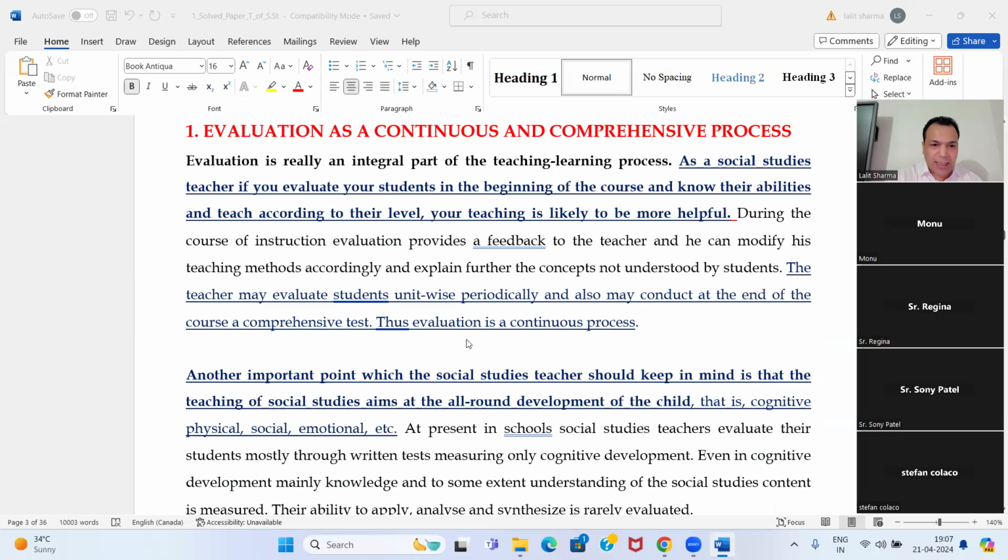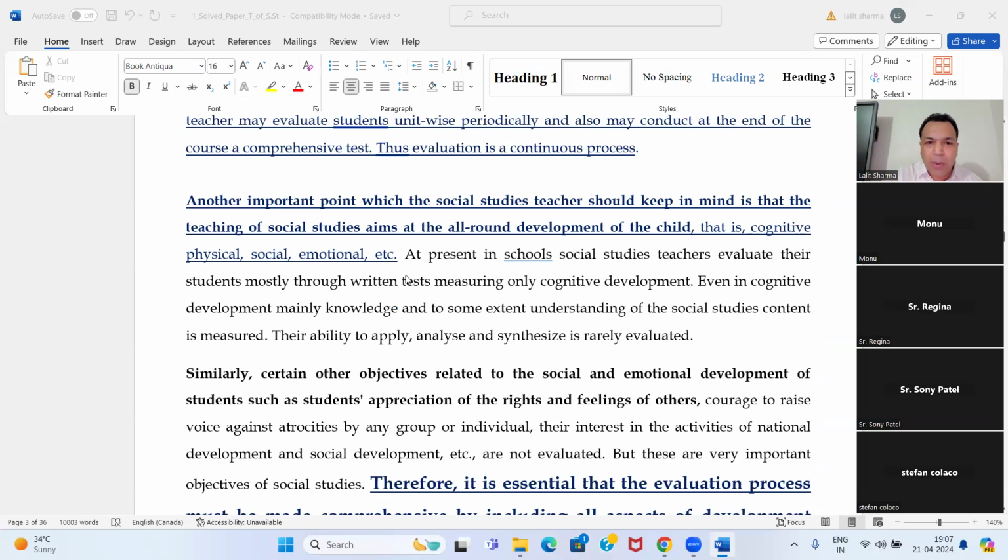Next, see this, another important second para. Another important point which the social studies teacher should keep in mind is that the teaching of social studies aims at the all-round development of the child. In fact, science, maths, the aim of the teacher in every subject will be this: cognitive, physical, social, and emotional. So basically, the teacher is working on the cognitive only, and forgetting about the emotional, the other domain of psychology.